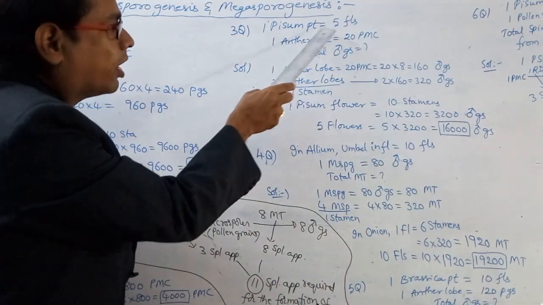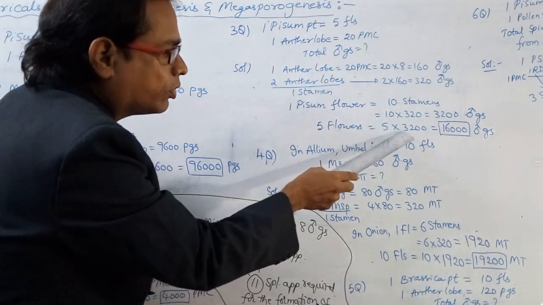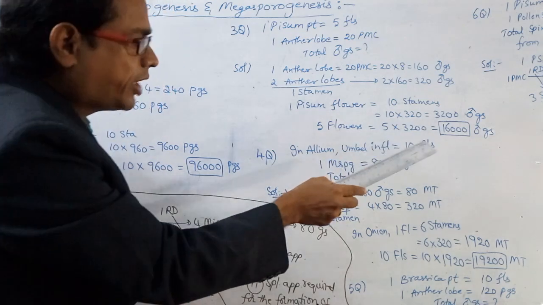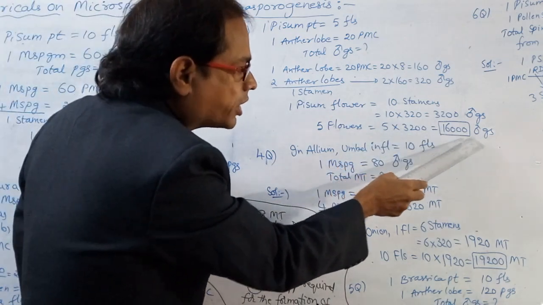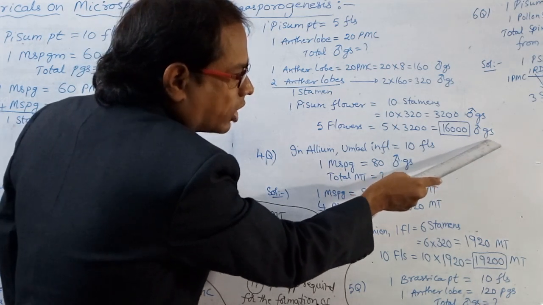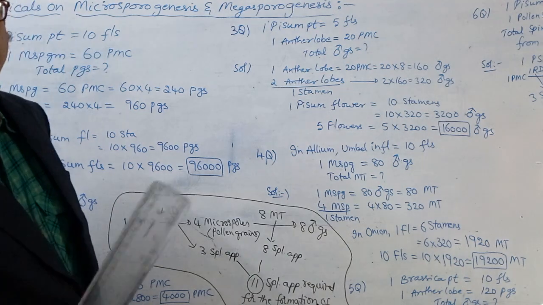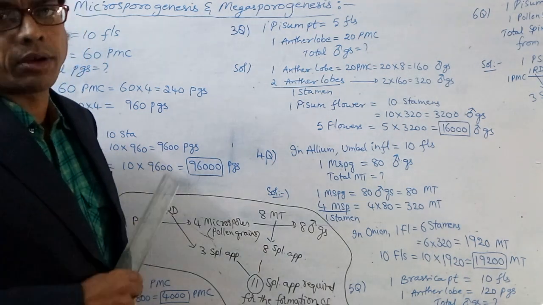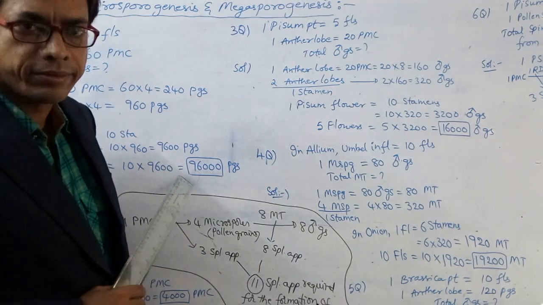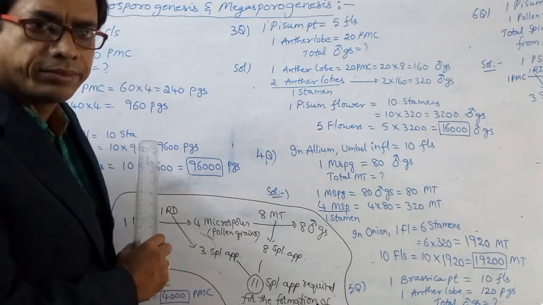So they are asked for 5 flowers. For 5 flowers, it is 5 into 3200, that is equal to 16,000 male gametes. This is the symbol of male, and small g means gametes. Like that I am writing. Next we are entering into the fourth question, my dear students. Are you understanding? Okay. Is it clear?